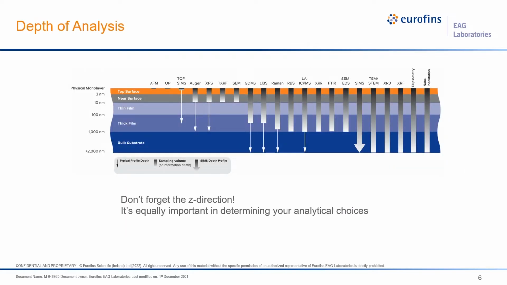Another thing that's important to consider, in addition to the spot size and the detection limit, is the depth of analysis. This is really important when comparing data from a variety of different techniques. So for example, TOF-SIMS is an incredibly surface-sensitive technique, compared to FTIR, which probes more of a bulk material. So it's important to know this information to make sense of the results.